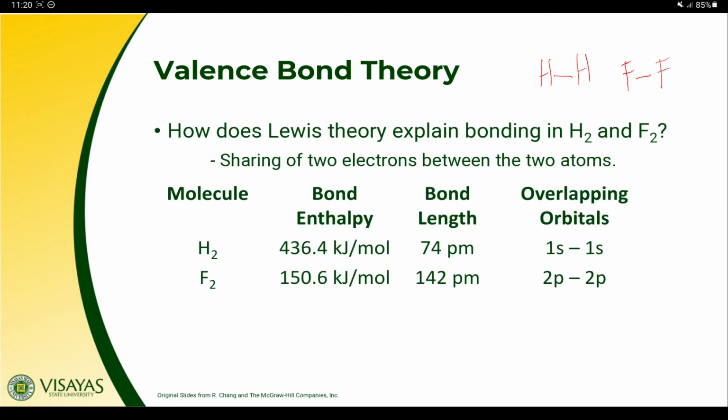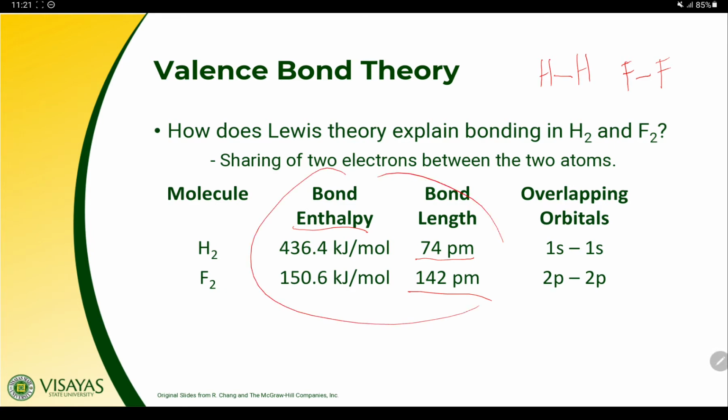However, in experiment, the bonds in hydrogen and fluorine have actually different lengths. For hydrogen, it's only 74 picometers, while in fluorine, it's longer. It's 142 picometers. And the two bonds also have different bond enthalpy. This is the energy that is required to break that bond. So Lewis theory cannot explain these data.